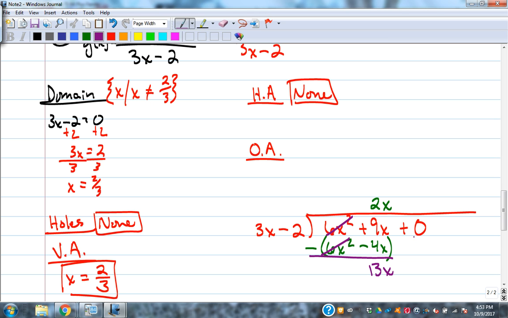13x. Then I'm going to bring it down to the next term. Technically plus 0. And then I look at the first term again. What times 3x would get me 13x? It's a little bit more difficult, but it's the same process every time. 4 times 3 gets me 12. 4 1/3 would get me 13. So I'm going to do that as an improper fraction. 4 1/3 would be 13 over 3.